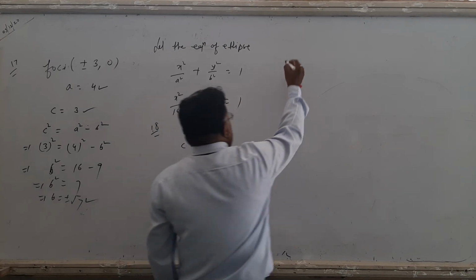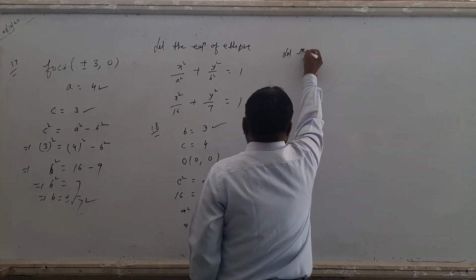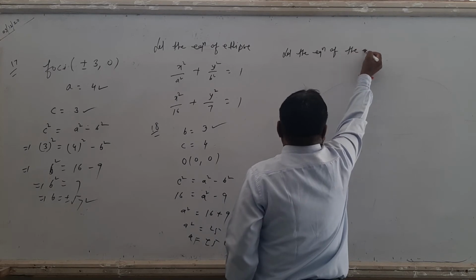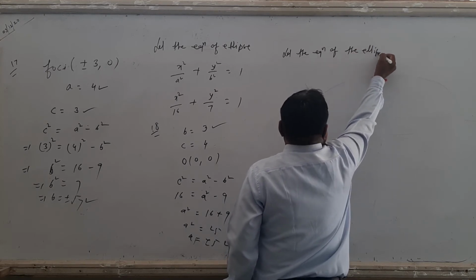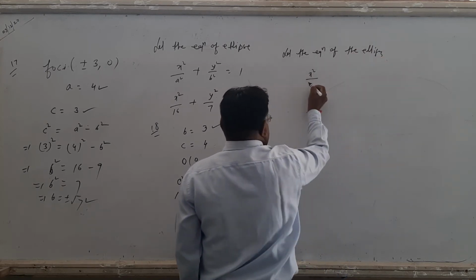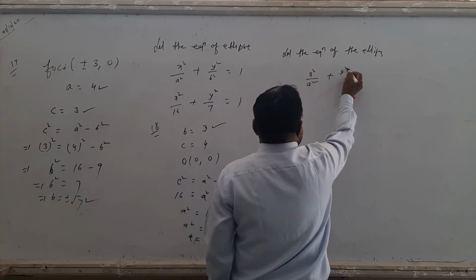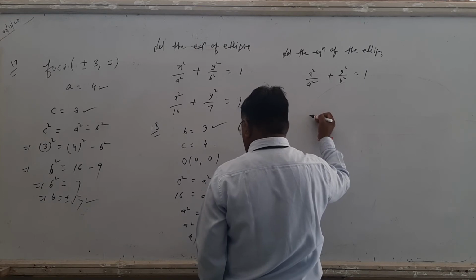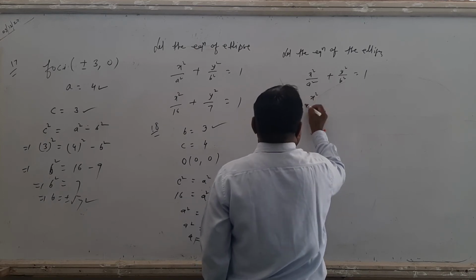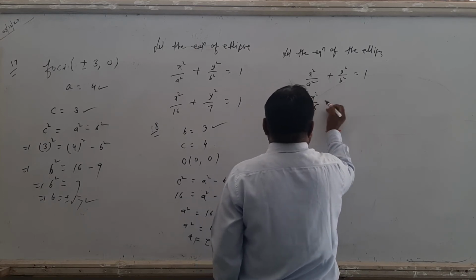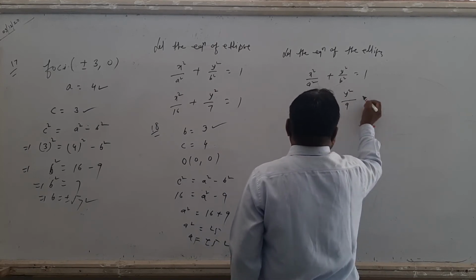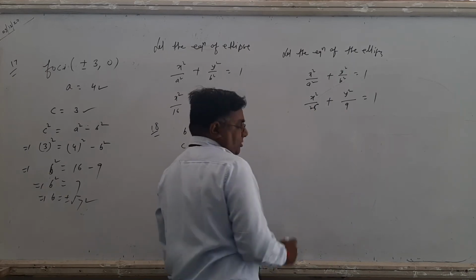So let the equation of the ellipse be x square upon a square plus y square upon b square equals to 1. Then a square is 25, and y square upon b square, square of 3 is 9, equals to 1. This is the answer.